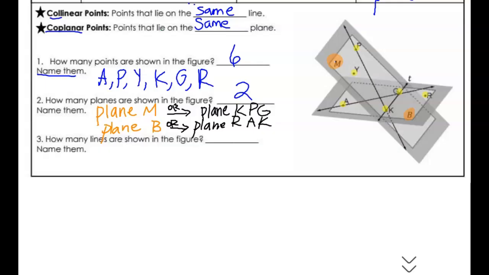Last one. How many lines are shown in the figure? 3. How many lines? Good. 1, 2, 3. Okay. 3 lines. Write it down. Okay, and let's name them. Somebody name this one with the AG. How do we name a line?